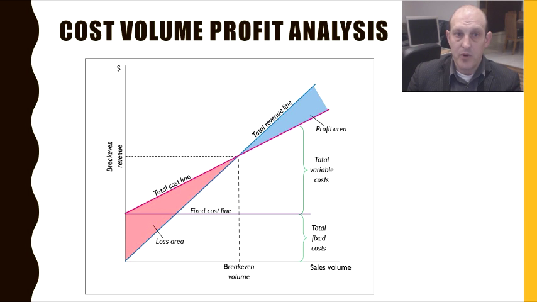This is known as the break-even point. For participants below this number, we will lose money. For participants greater than this number, we will make a profit. Cost volume profit analysis allows us to calculate exactly what the break-even point is and what the total revenue is at break-even.